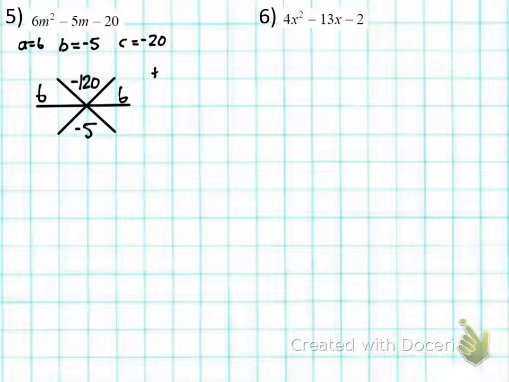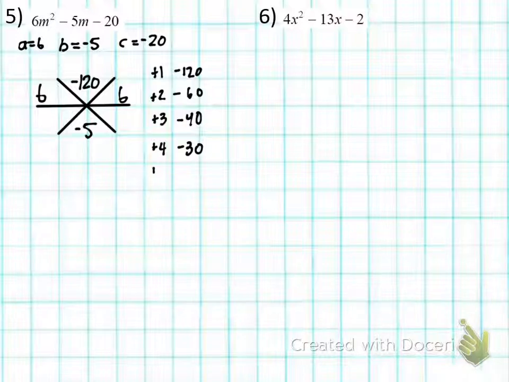So let's start with positive 1. Positive 1 times negative 120. Positive 2 times negative 60. Positive 3 times negative 40. Positive 4. Is 4 going to work? Yeah. Positive 4 times negative 30. Positive 5 times what? Negative 24. Oh, my bad.